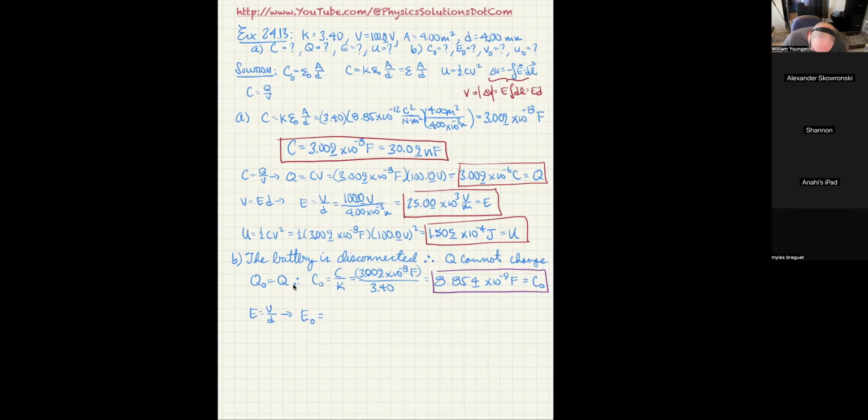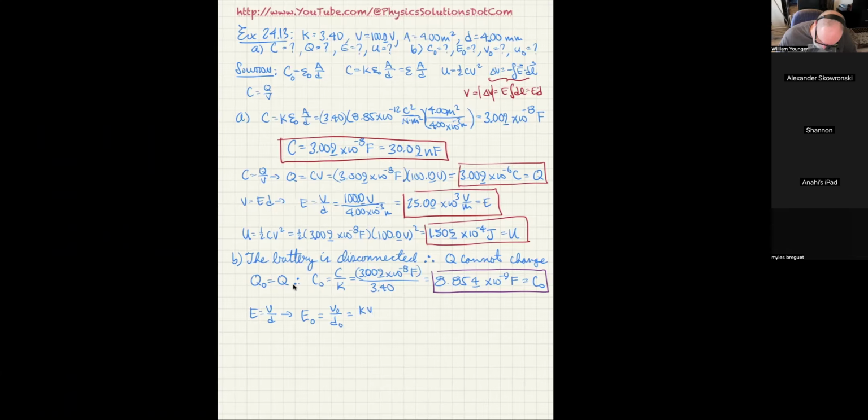So now the V zero over the D zero is what we need. The D didn't change, so I could just leave that as D, but the V zero is definitely going to change to K times V zero.